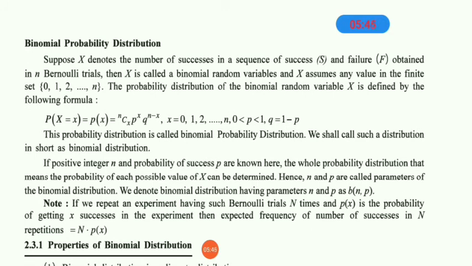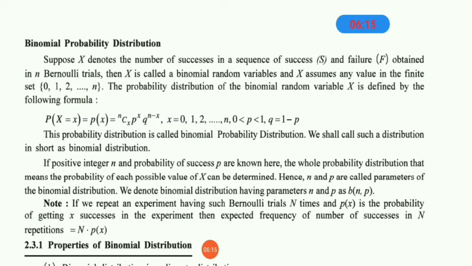Suppose X denotes the number of successes, S for success and F for failure, obtained in n Bernoulli trials. Then X is called a random variable, and X can assume any value in the finite set 0 to n. The probability distribution of the binomial random variable X is defined by the following formula. It's a very important formula.